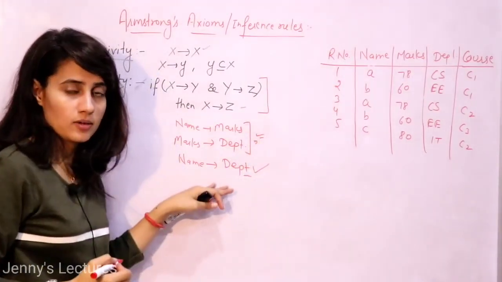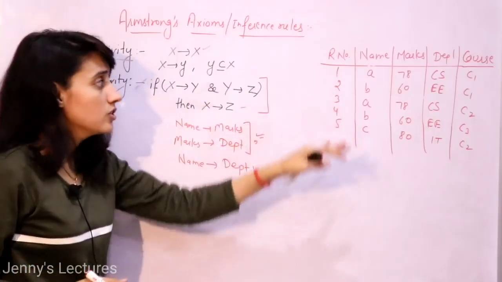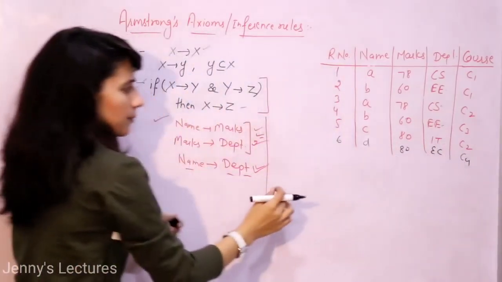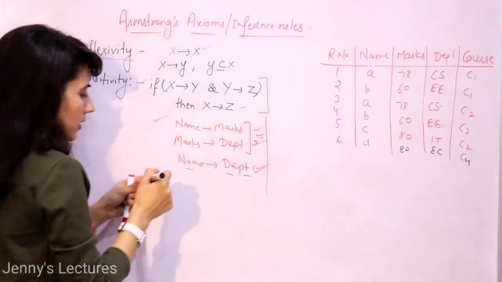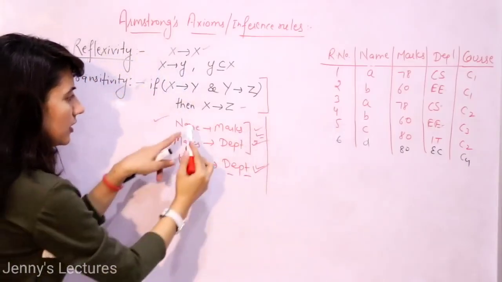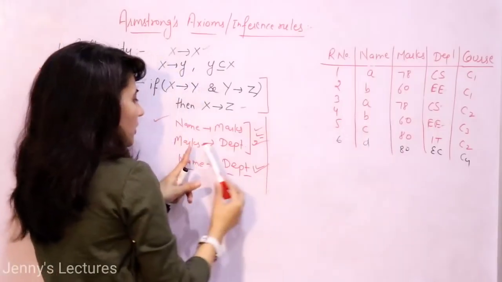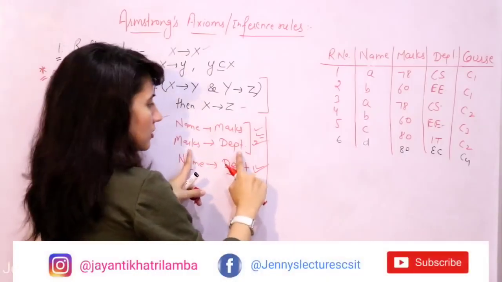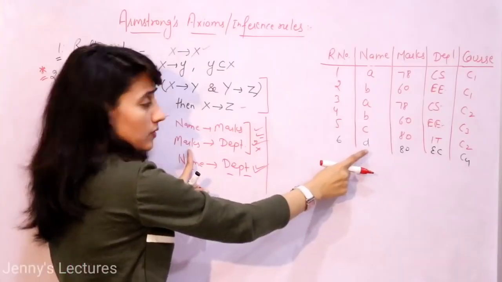That is why I told you that using these rules, you can find out all the functional dependencies on a relational database. Let us take this example. I have added one more record in this table. Now check: this dependency exists, name determines marks. Yes, this exists here, right? Now see, marks determines department. This functional dependency is not there. This is not a functional dependency in this table.